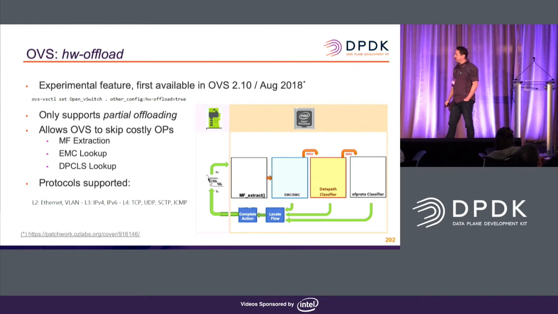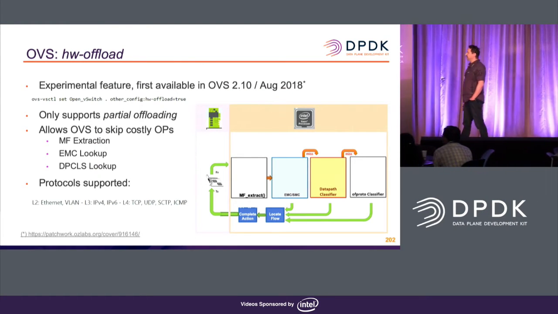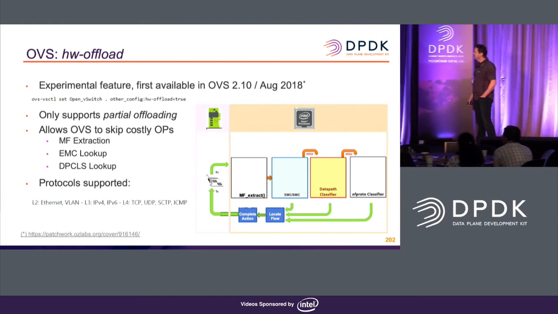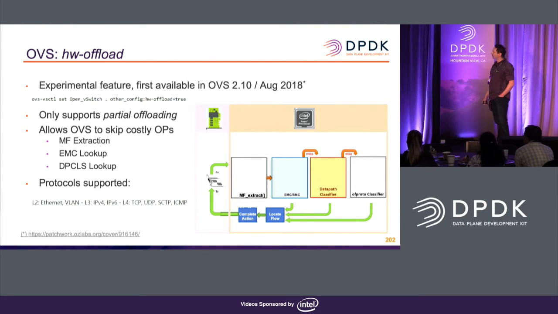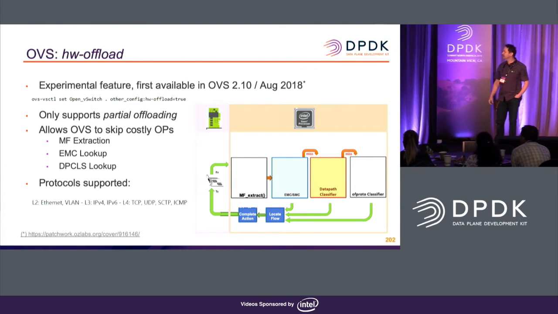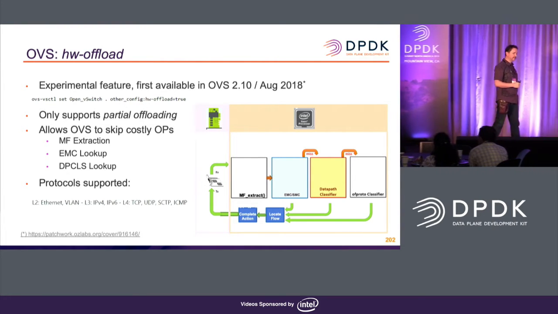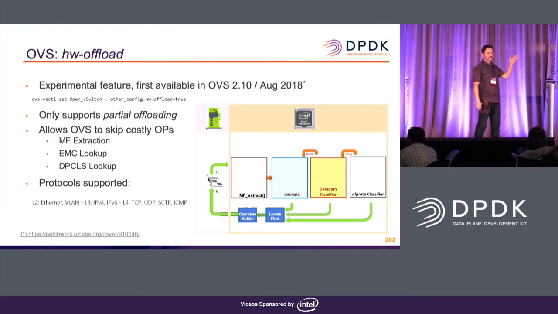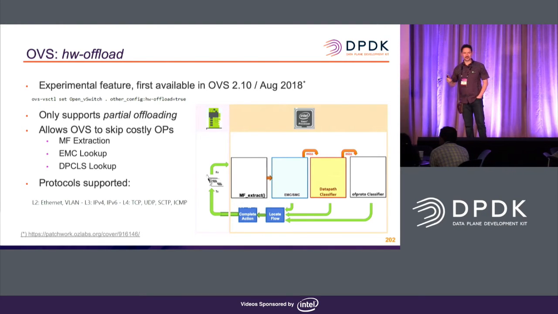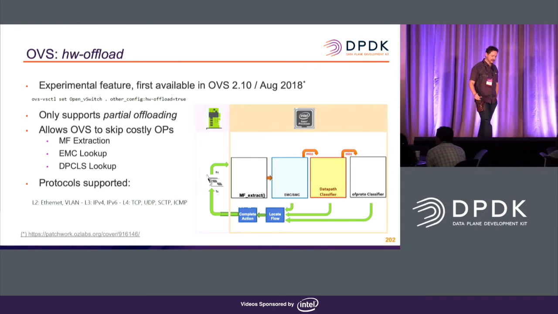And the hardware offload feature for OVS appeared relatively recently. It was about last year. It's still an experimental feature. So you would come in and set the hardware offload flag for OVS. As you can see, it's like a large hammer. You just turn it on and then hope that it works. So it's not a very finessed thing yet.